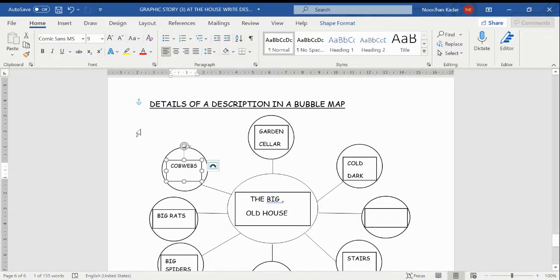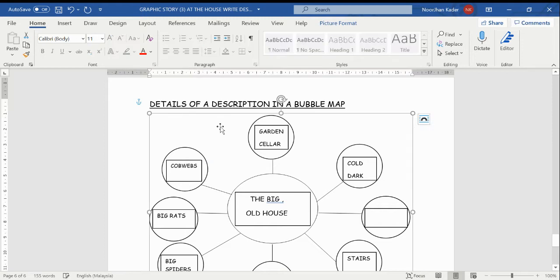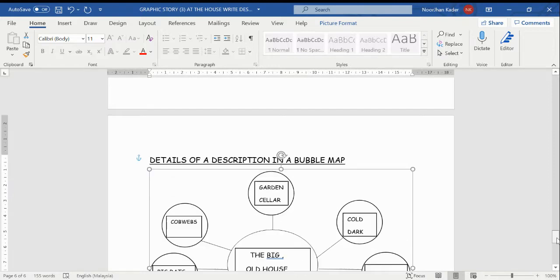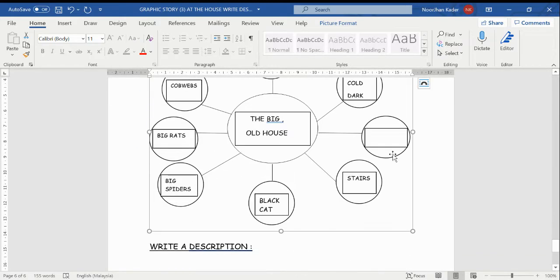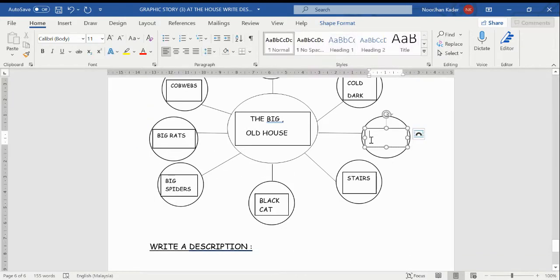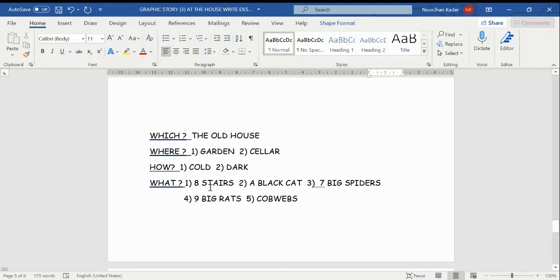Okay, can we make it a bit bigger? Okay, so let's see. There is still one more space that we can use. Cold dark. Then we have one more space. What we can do is, okay, how? We can actually add for how.